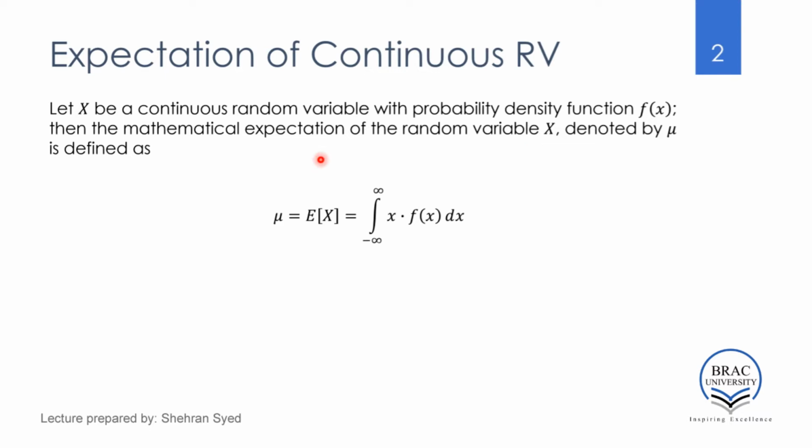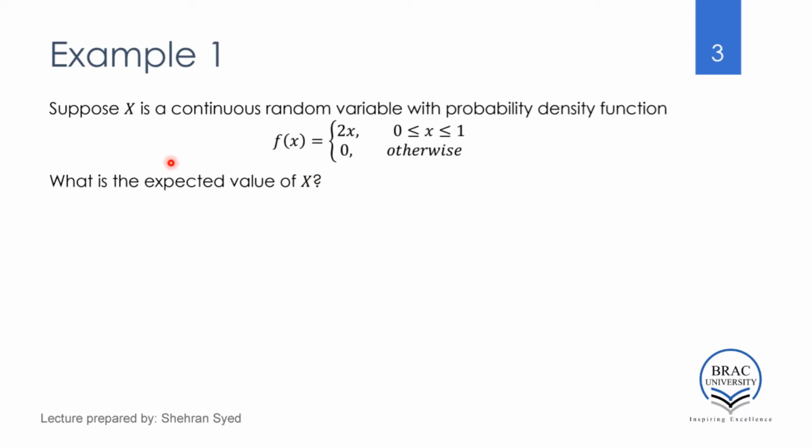Let's look at a few examples now. For the first example, suppose x is a continuous random variable with a probability density function defined as such. What is the expected value of x? Looking at the PDF, we can see that f of x is equal to twice x when x is between 0 and 1, and it's equal to 0 otherwise.